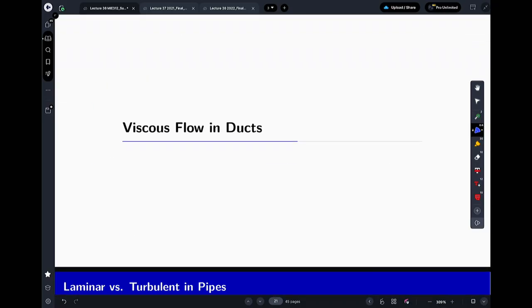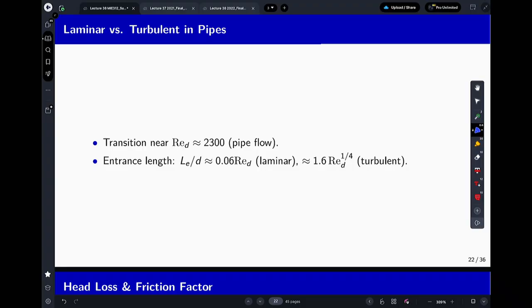From there we spent a bit of time on viscous flow in ducts, because that really is the important section. We've defined in the course 2300 as transition for pipes, and an entrance length that is 0.06 Reynolds number based on diameter for laminar flow, and 1.6 Reynolds number to the 1/4, again based on diameter, for turbulent flow. Those are the sorts of things you keep in the back of your head as you solve things.